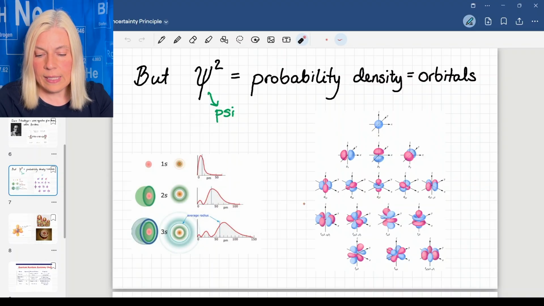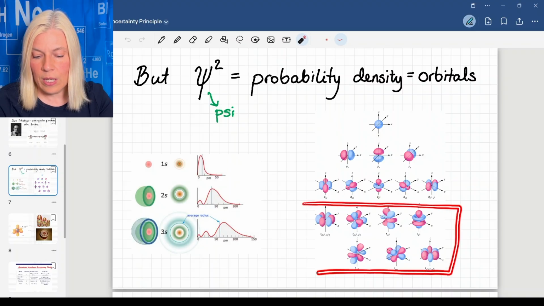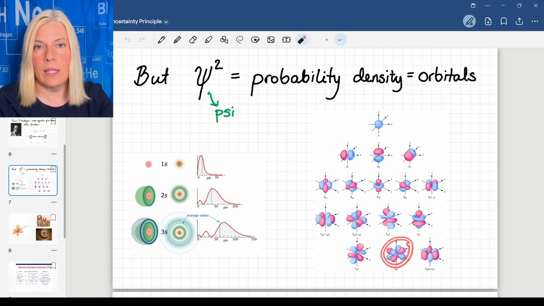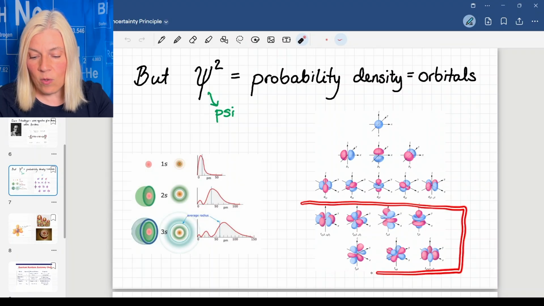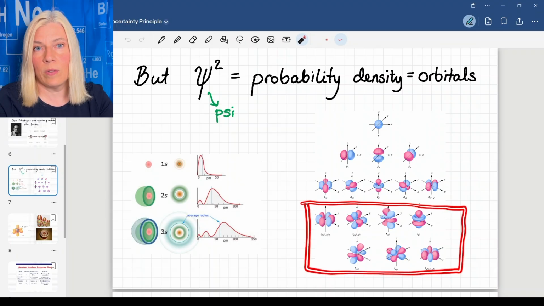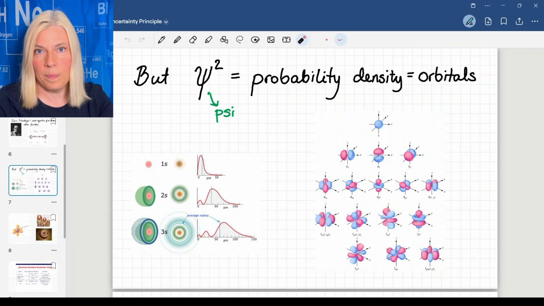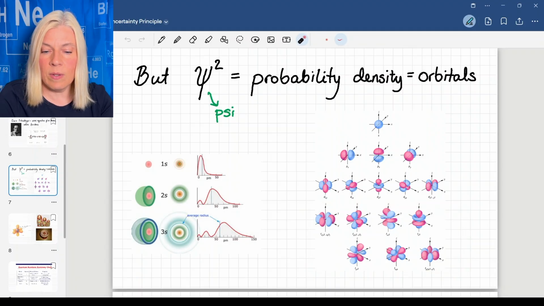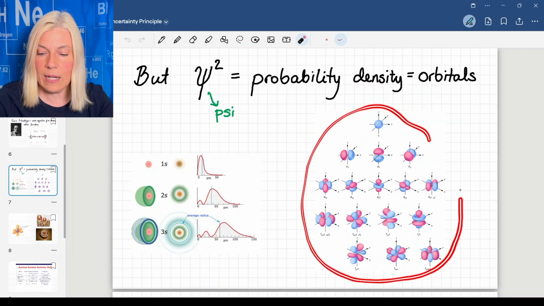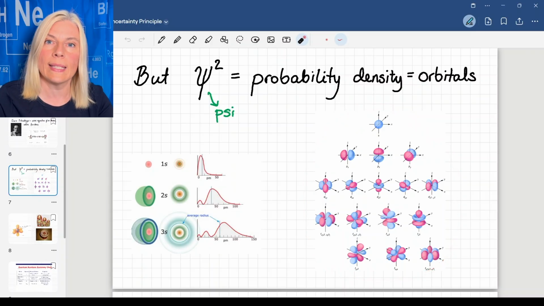There are 7 f orbitals. They look like this, sometimes like a double 4-leaf clover. And there are 7 ways of putting an f orbital in space. This is why there are 7 of them. So these are, remember, the probability density of where an electron is most likely to be found. We will never know exactly where an electron is, but we can tell where an electron is most likely to be found.